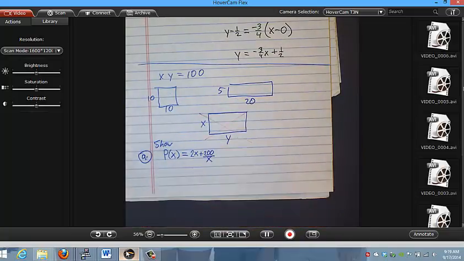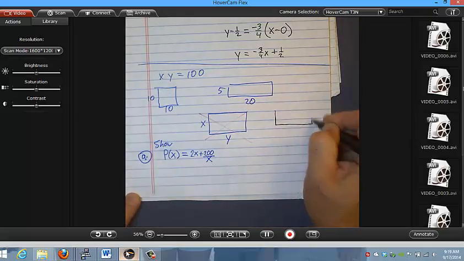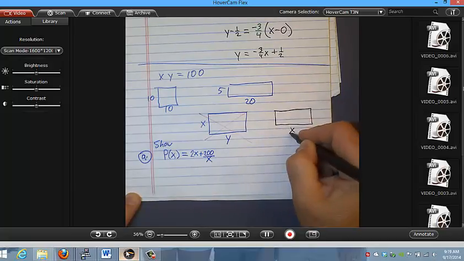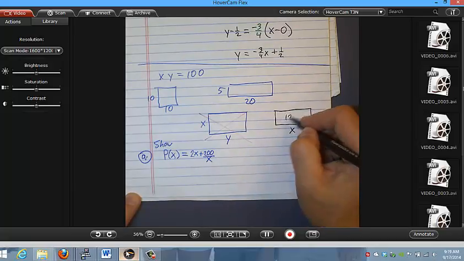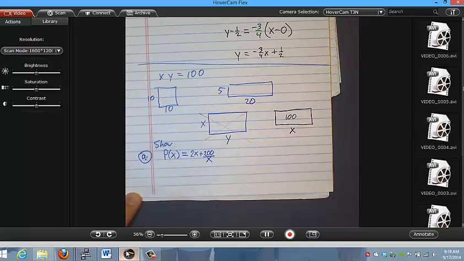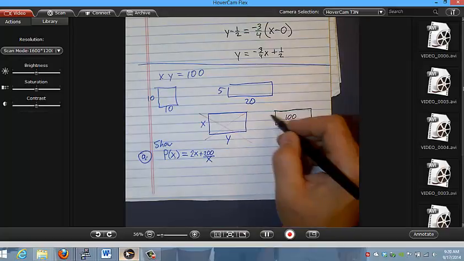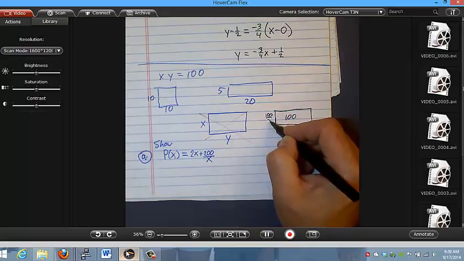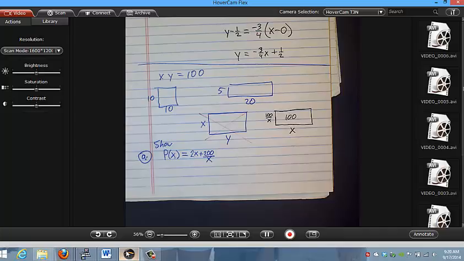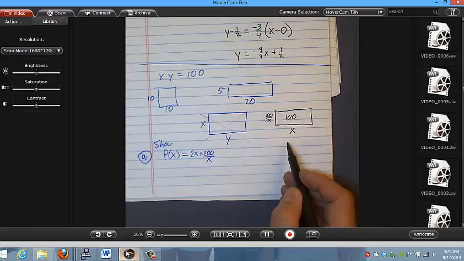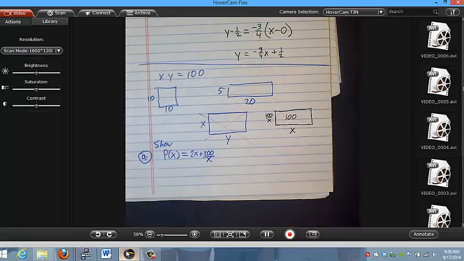Let's redraw it correctly. We want X to be the length, right? We know the area is 100. Hey, I know what the width is. Do you know what the width is? I called it Y last time, but I'm not going to do that. I'm going to claim that Y has to be equal to 100 divided by X. How do I know that? Because you have to multiply them together and get what? 100. Does that make sense to people?